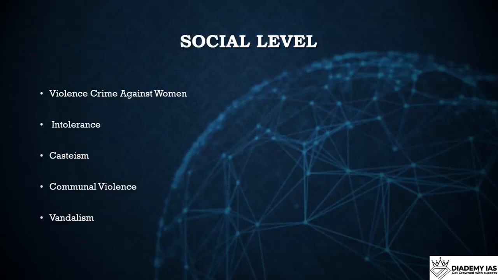Let's come to the next topic, the social level. If at the social level we don't follow ethics, we will see rising intolerance. There is rising violence against women, like we just saw domestic violence. That was at the individual level, but at the society level there is an increase, right? Because of patriarchal attitude, women are looked at as a weaker section, so they are thought of as easy to exploit. Then we are seeing that intolerance is increasing.